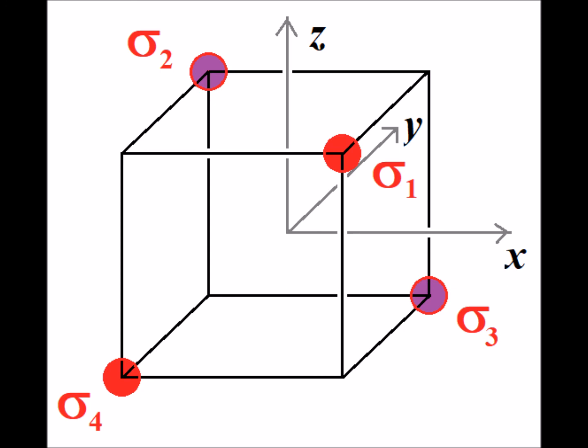For the first of the T2s, we have sigma 1 minus sigma 2 minus sigma 3 plus sigma 4. So we show everything with a positive phase with a red filling, and everything with a negative phase with a purple filling. So this is the first of the T2 molecular orbitals.